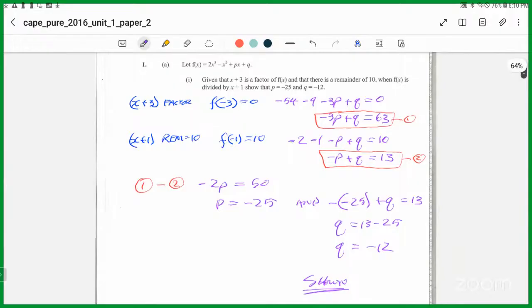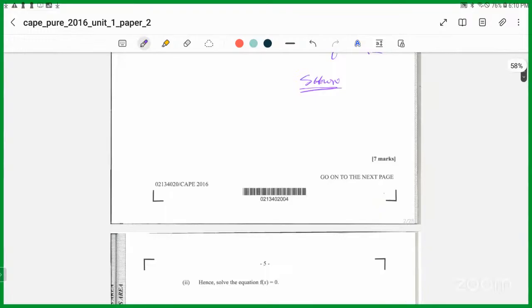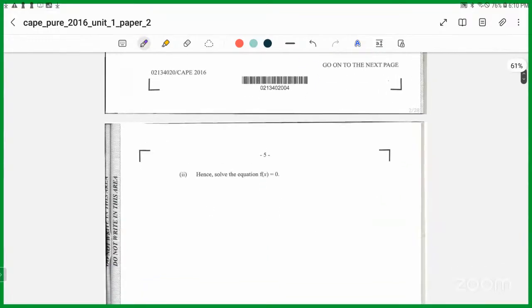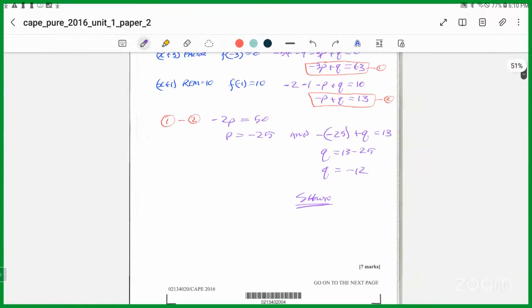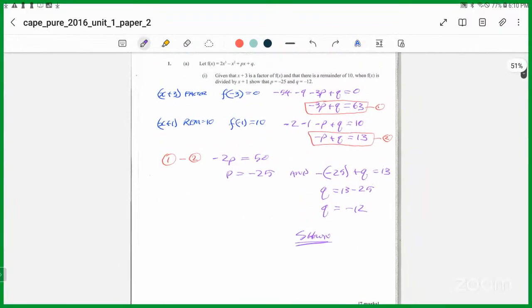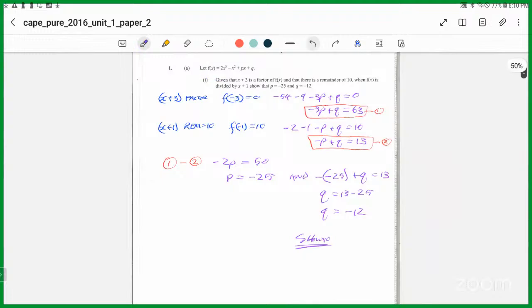This question is on a pure maths paper, but it can be on a harder maths paper. The same question could appear on an AS level paper or this one. Then they want us to now solve it. Solve the equation. We now know the p and the q, so let's write the function down here with the p and the q.